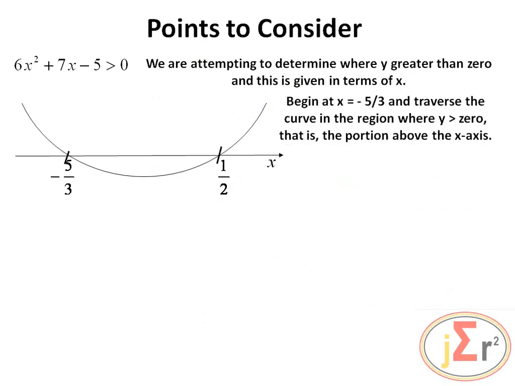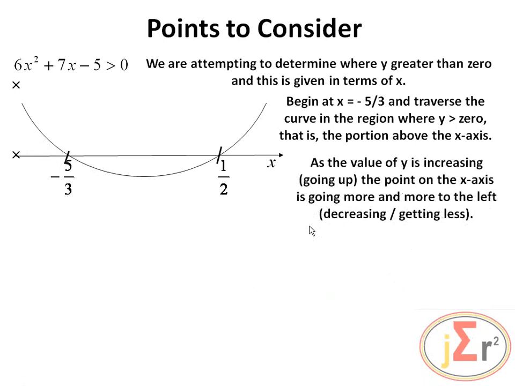So begin at x equal to negative 5 over 3 and traverse the curve in the region where y is greater than 0. So we are going to start right here, and we are going to go in the direction where y is greater than 0. Where y is greater than 0? Above the x-axis. So we're going to go along the curve here and see what is happening to our x value. While we are going up like that, our x value is going in that direction. Therefore, we are going to the left, we are getting smaller values down there.